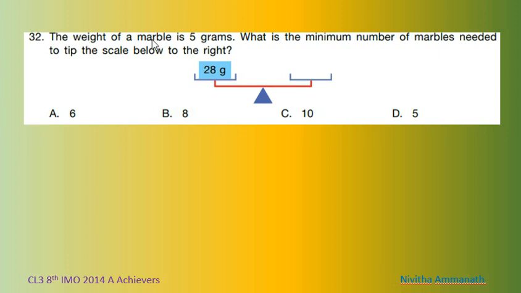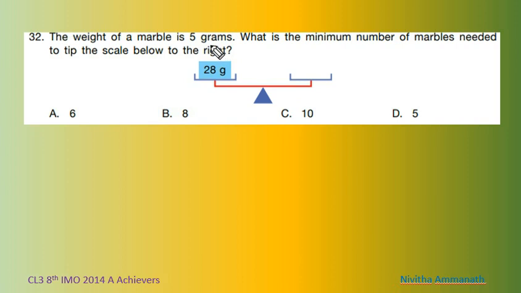The weight of a marble is 5 grams. What is the minimum number of marbles needed to dip the scale below to the right? So below to the right means here it weighs more. That is greater weight is here. So it goes down. So greater than 28. So the weight of a marble is 5 grams.